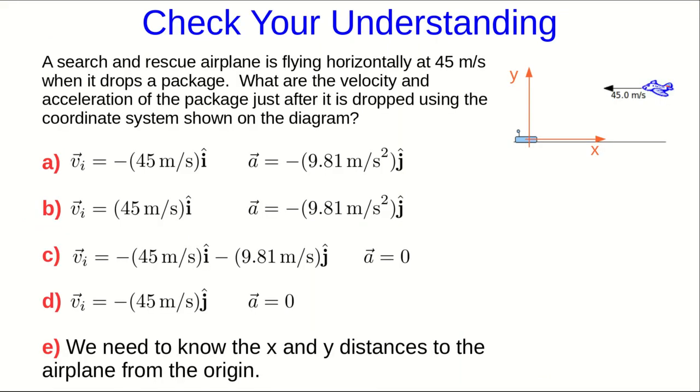Let's check your understanding of these ideas so far. So we have an airplane, and it's flying horizontally at 45 meters per second, and it drops a package. And I want you to tell me about the velocity and the acceleration of the package just after it is dropped, the instant after it is dropped, and use the coordinate system that I've shown here on the diagram.